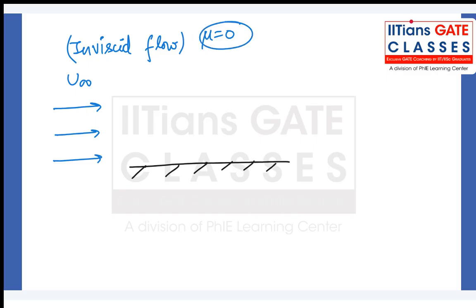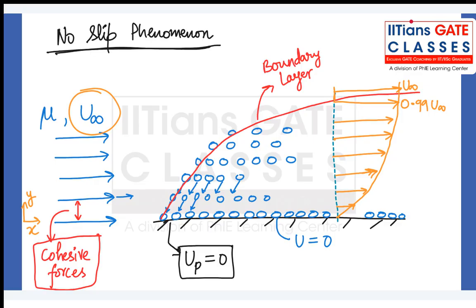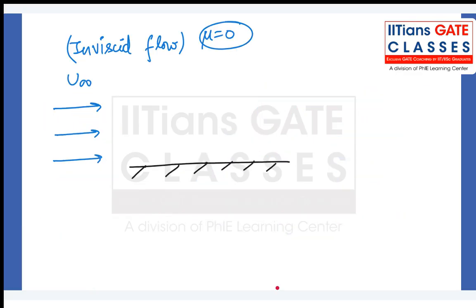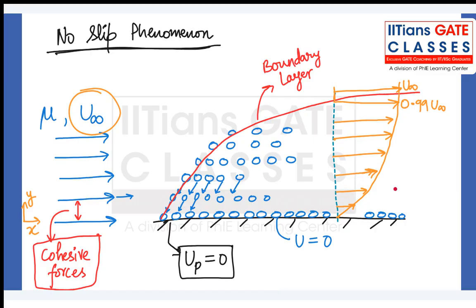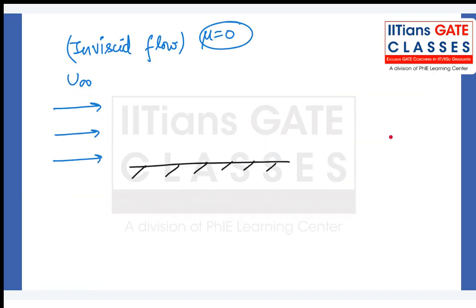Can you tell me how the velocity profile will be on the top of the plate? Will it be like the earlier case? No, it will be u infinity, right? So the fluid will behave in a similar fashion. Correct? Okay, nice. So this means you have understood how viscosity plays a role here.